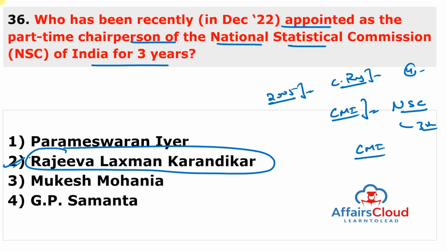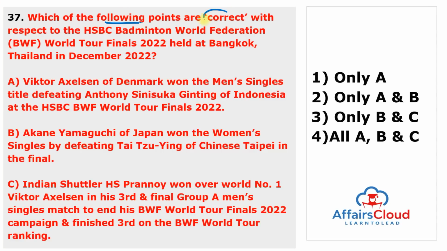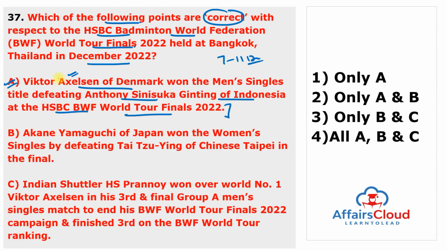Moving to next question. Which of the following points are correct with respect to the HSBC Badminton World Federation World Tour Finals of 2022 held at Bangkok, Thailand in December 2022? So let's find out which statement is correct, and this was hosted by Bangkok from 7th to 11th of December 2022. So here is the first statement. Victor Axelsen of Denmark, the most important player, won the men's singles title defeating Anthony Sinisuka Ginting of Indonesia at the HSBC Badminton World Federation World Tour Finals. This statement is true. Remember, Victor Axelsen won the World Tour Finals.